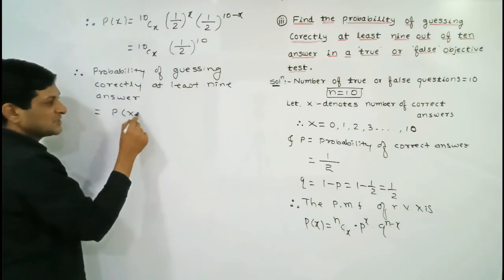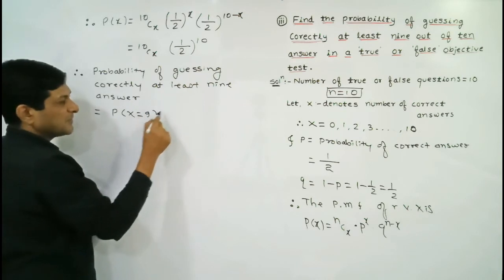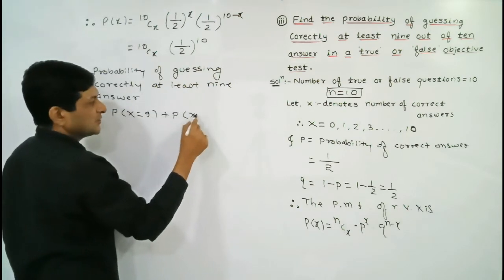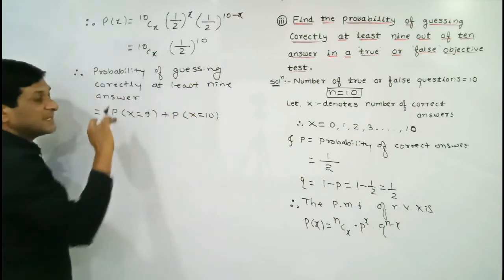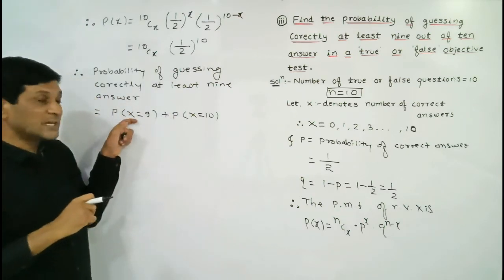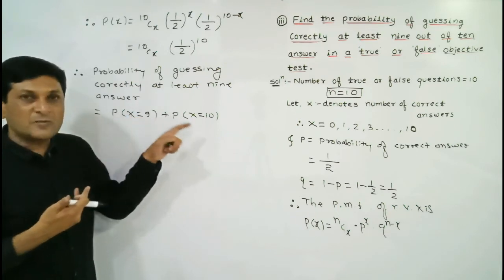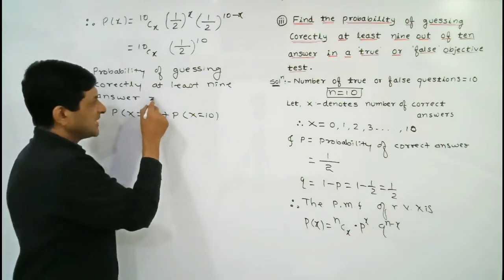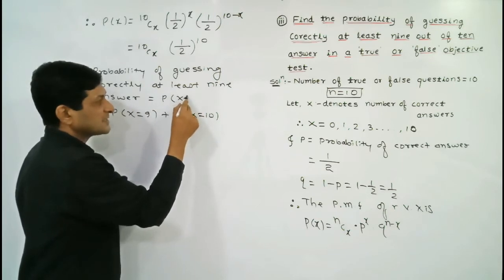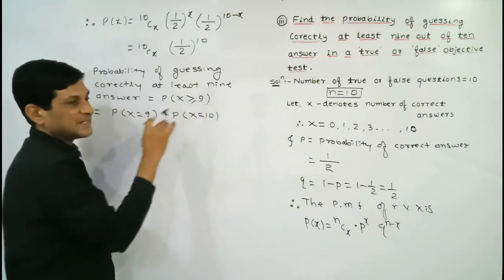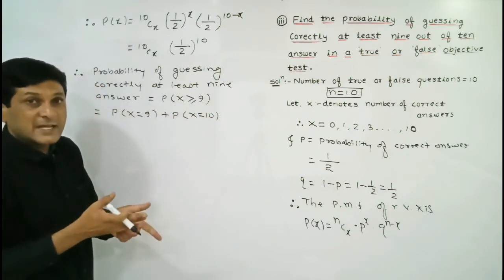P of x is equals to 9 plus P of x is equals to 10. At least 9 answers are correct. At least 9 answers are correct means it is possible that the value of x will be 9 or the value of x will be what? 10. Or we can say that the value of x is either equal to 9 or greater than 9. Means at least 9 answers are correct.